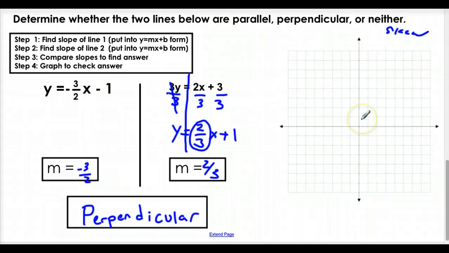Now, I don't want to take up any more of your time, so I want you to graph this on your own. Yes, I'm going to check to see if you did it, and see if they do even look perpendicular to you. So start by graphing this one, then graph this one. Look at them, see if they're perpendicular. I might have lied to you. You've got to check me.